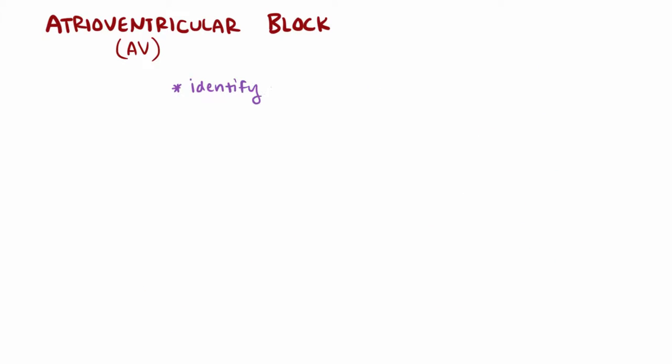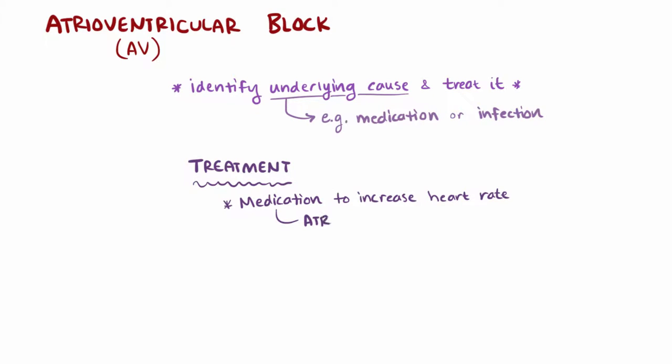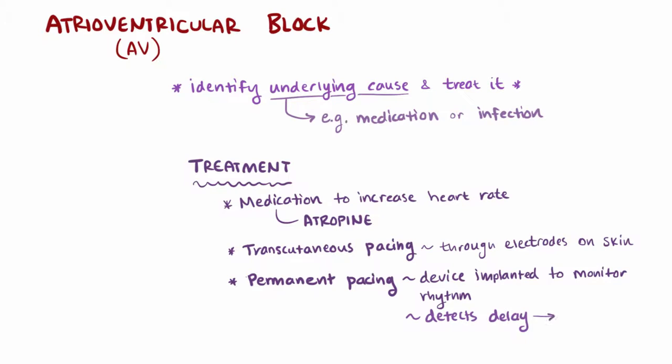When someone has AV block, it's important to figure out the underlying cause and address it. For example, it could be an adverse effect from a medication or from an infection. In terms of treating AV block, typically a medication can be used to increase the heart rate, like atropine. Alternatively, transcutaneous pacing might be used, where electrical pacing of the heart is done through electrodes placed on the skin. If the underlying cause is irreversible and the AV block is severe, patients ultimately might need a permanent pacemaker, which is implanted and continually monitors the patient's rhythm. And if it detects a delay, it'll send an electrical impulse into the ventricles, causing them to contract.